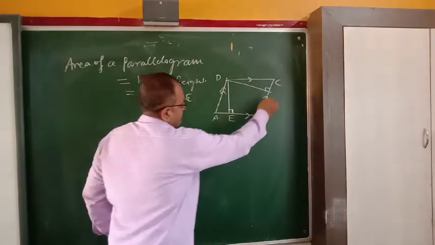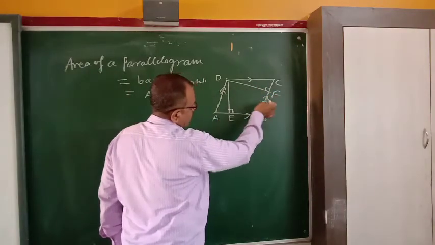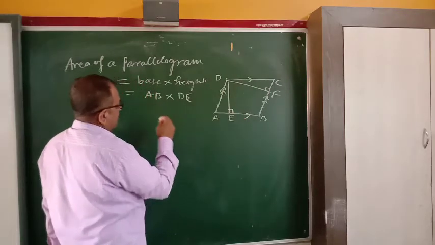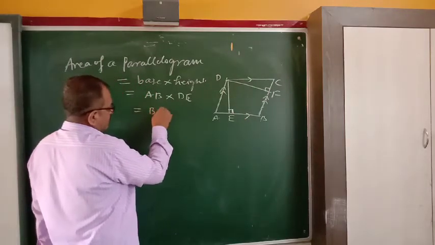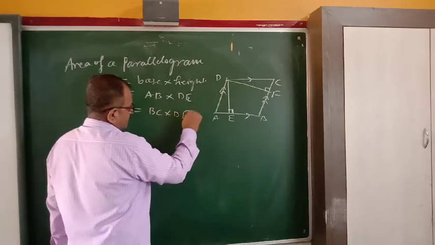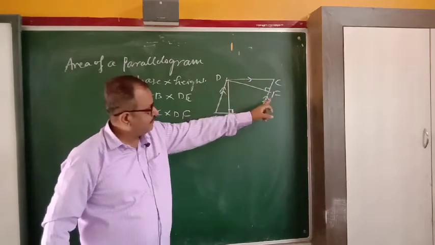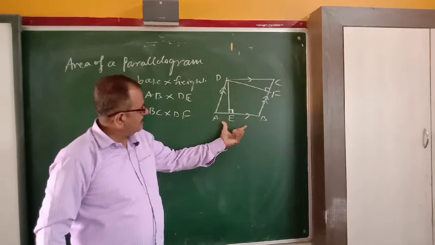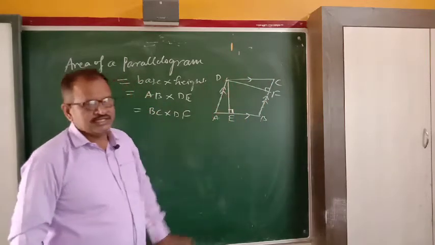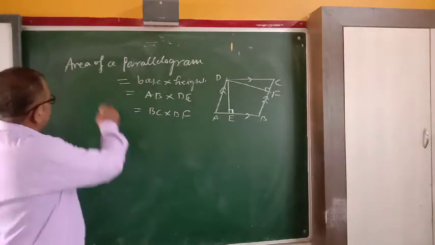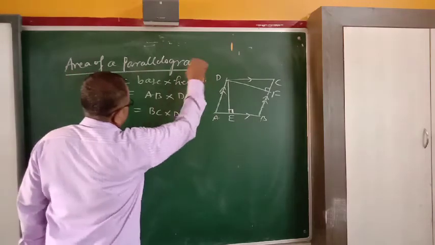BC into DF is also the area of the parallelogram, and AB into DE is also the area of the parallelogram. So we can write also BC into DF. If we take BC as the base, the height will be DF. If we take AB as the base, we will take the height DE. So the formula is base into height. That is the area of a parallelogram.